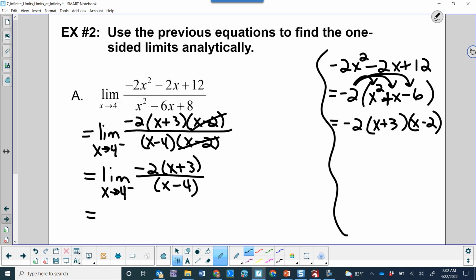No options here. So all I'm doing is looking at numbers to the left of 4, like 3.9. If I plugged in 3.9 right here, the bottom is going to be negative. If I plug 3.9 in here, the top is going to be positive inside the parentheses, but negative because of the negative in front. So I'm going to have negative over negative, which is positive, so I'm going to get positive infinity. And of course, we see that from the graph, but this is how I would do it analytically.